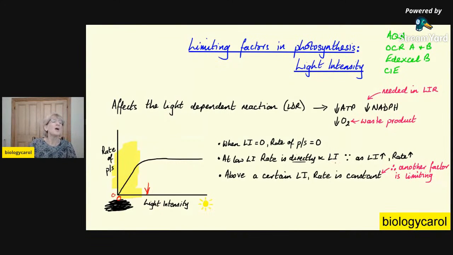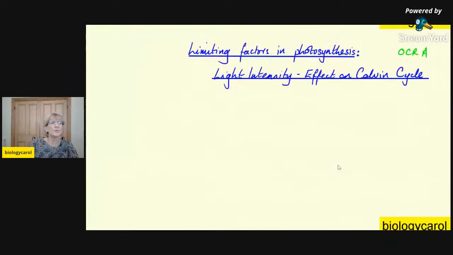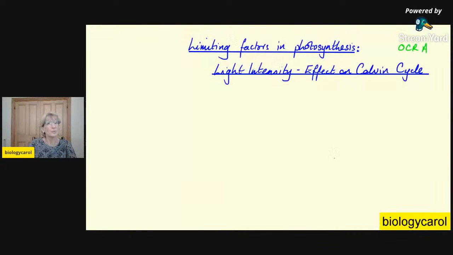Oh, thank you, Ibrahim. Okay, you want C3, C4 in CAM plants. I'm guessing you're on an international board. Not many UK boards need that, but I can look into doing that for you.